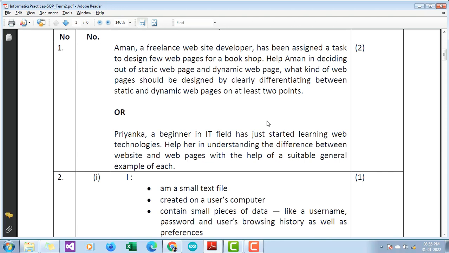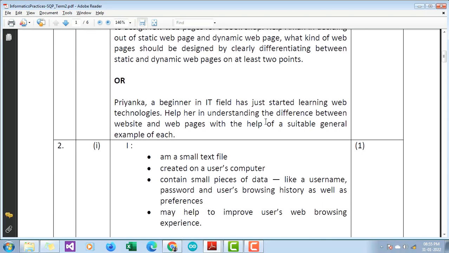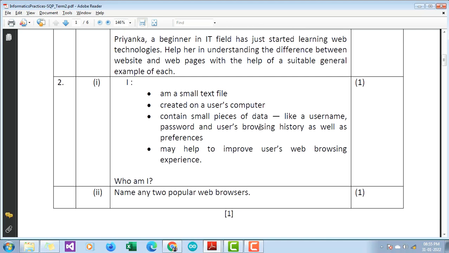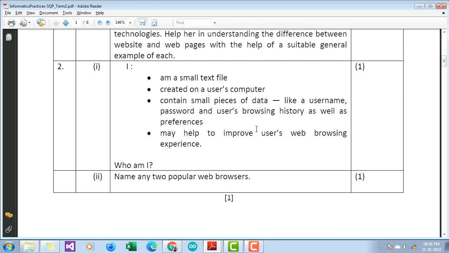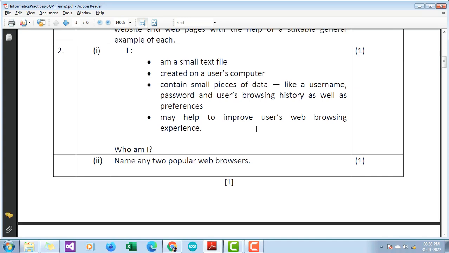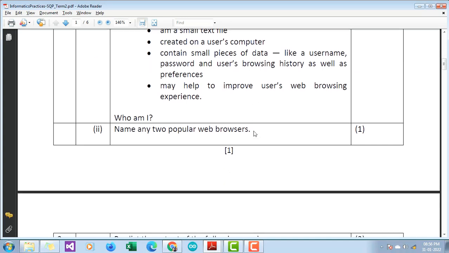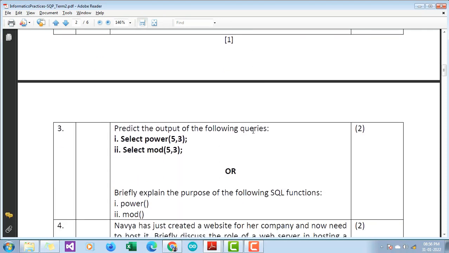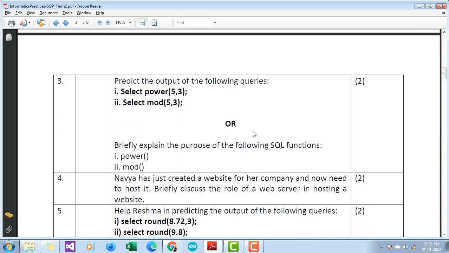Basically it refers to unit 4, that is emerging trends, so we will not discuss it right now, though it is very simple. And the second question is also focused on unit 4 only. This one is also focused on unit 2 only. Now question number 3 is focused on SQL, and we will see.